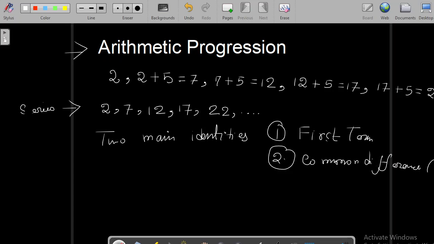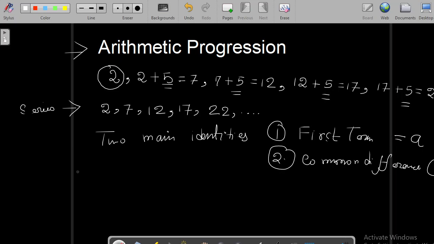What is the common difference? It is basically the constant number. Here in the example, it is 5. We were adding constantly 5 to each of the terms and getting the next term. So that is the common difference. Then what is the first term? Well, the first term by its name is the first most term. That is the 2. Here it is denoted by A.